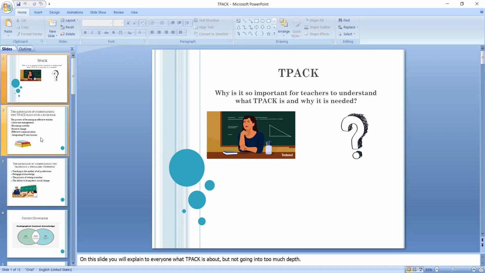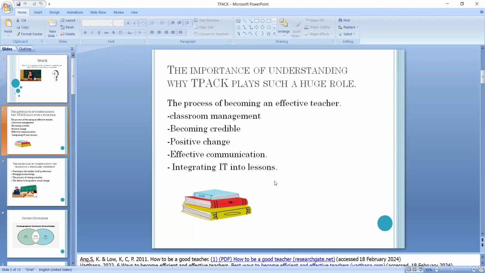So let's go over to the second slide. The second slide states the importance of understanding why TPACK plays such a huge role. I did add a few bullet points there, which we will go over pretty soon. So now that we know what TPACK means and what it stands for, TPACK, as we know now, is there to further enhance the abilities of the students by having a qualified professional educator.